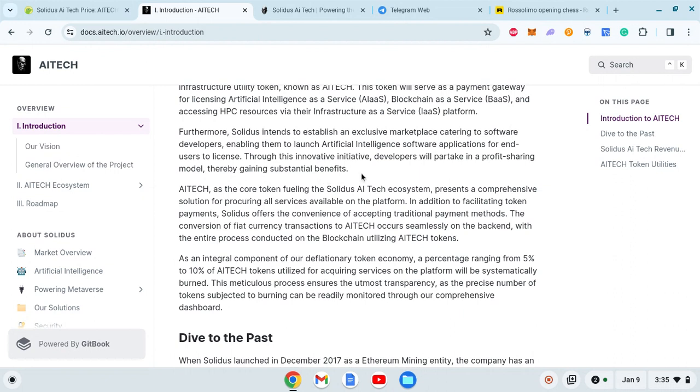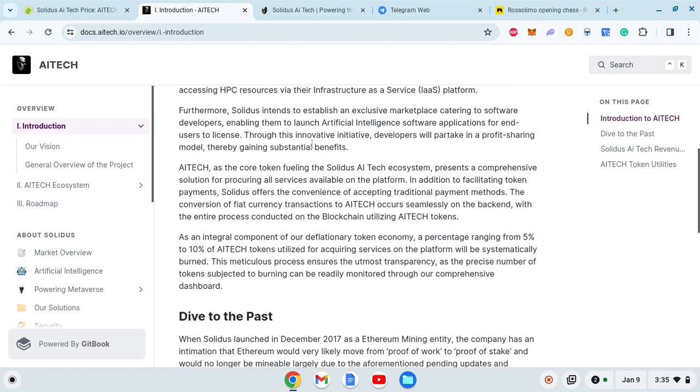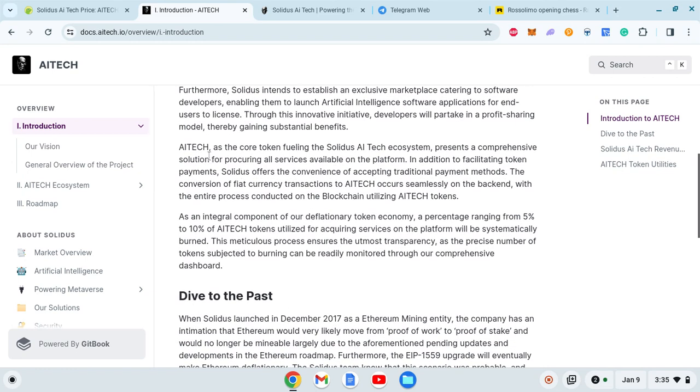So basically, in layman terms, you can create apps just like developers create on Google Play Store, but here the apps will be created for artificial intelligence software, and it will be done by the developers, and in return they will get some sort of profit share. That's what it means.